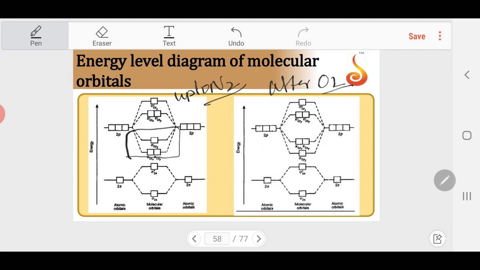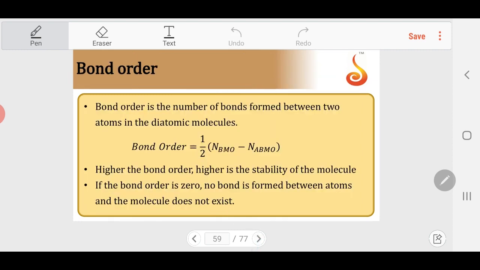If the number of electrons in the system crosses 14, then we have to follow this diagram where sigma 2pz is lower in energy than pi 2px and pi 2py. So, these are the two diagrams we have to follow depending upon whether the number of electrons is less than 14 or more than 14. Bond order is equal to half of the number of electrons in bonding minus the number of electrons in anti-bonding. If the bond order is higher, the molecule will be relatively stable. If the bond order is 0, then no bond is formed between the two atoms, and the molecule does not exist.